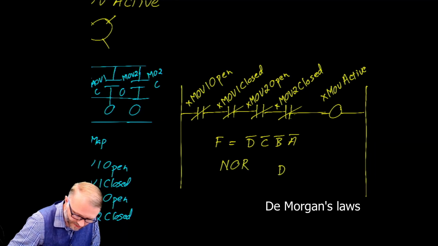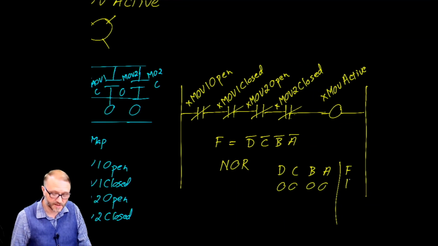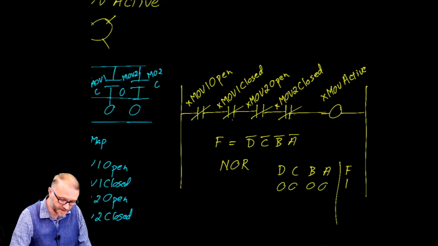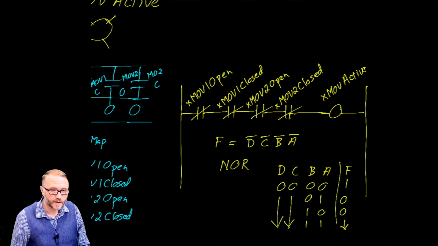The truth table, or at least part of it, looks something like this. So 0, 0, 0, 0, 1. When none of the switches are active, right, when they're all zeros, we get a 1. And for every other entry, we get a 0. If you want, I'll leave it to you to fill in the rest of the table.